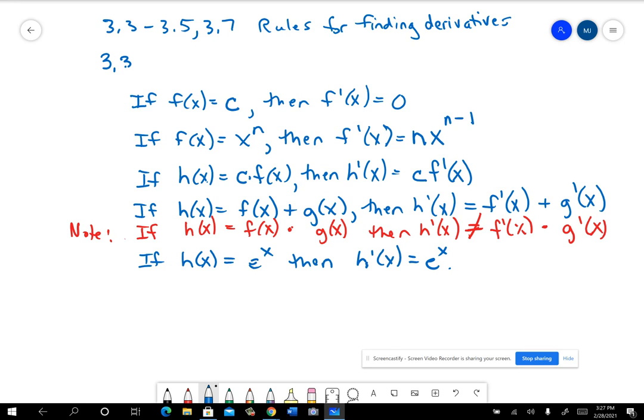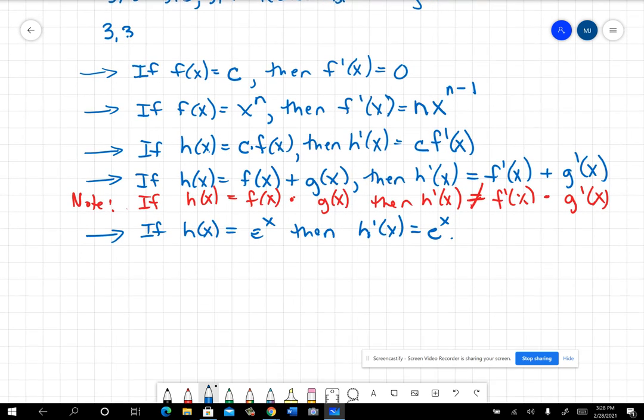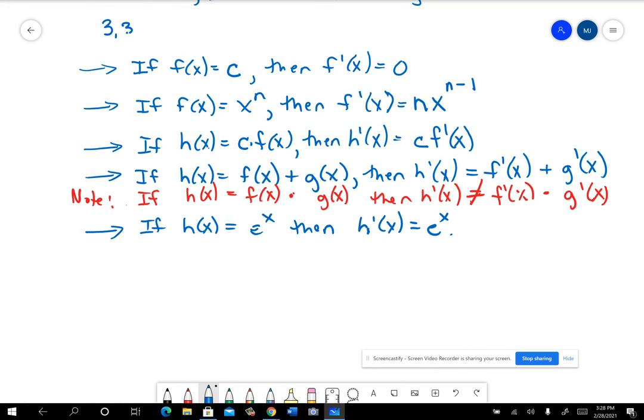So those are the things we did. So this is the constant rule. This is the power rule. This is the constant multiple rule. This is the sum rule, and then this is how you get the derivative of an exponential function. Okay, so now I'm going to go to the 3-3 homework, and do a few examples.